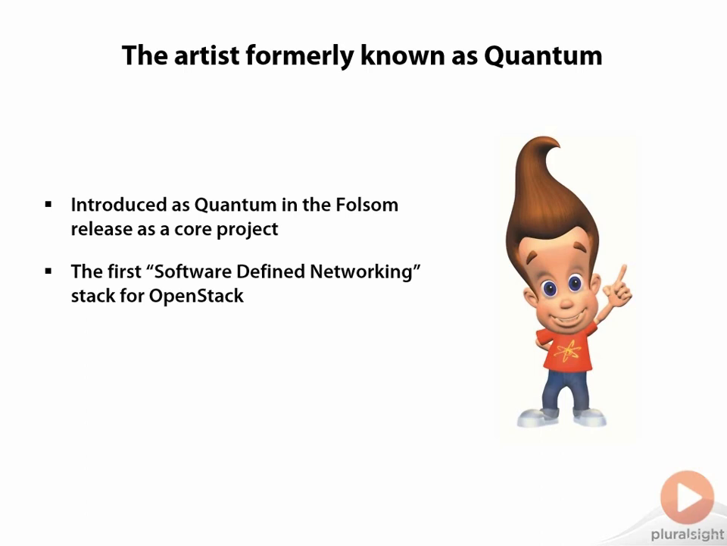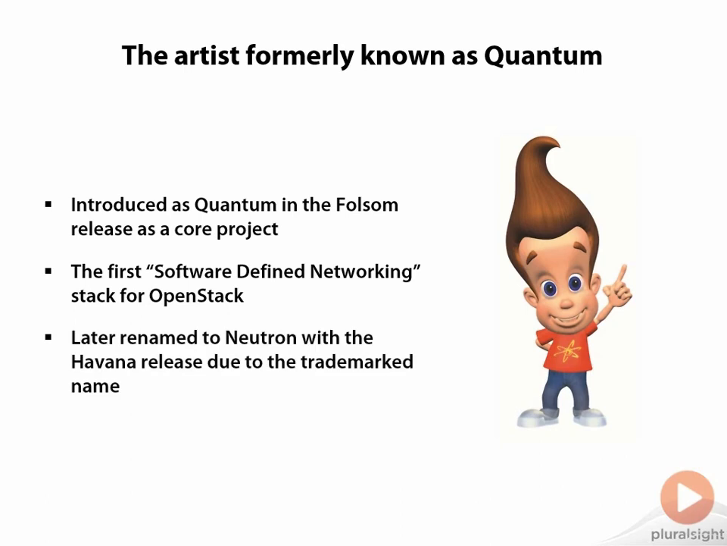SDN platforms are very common, and the advantage to SDN is they have to be open and be able to be written to, above, and below. It was actually renamed to Neutron at the Havana release, and this was due to a trademark conflict with the name Quantum.